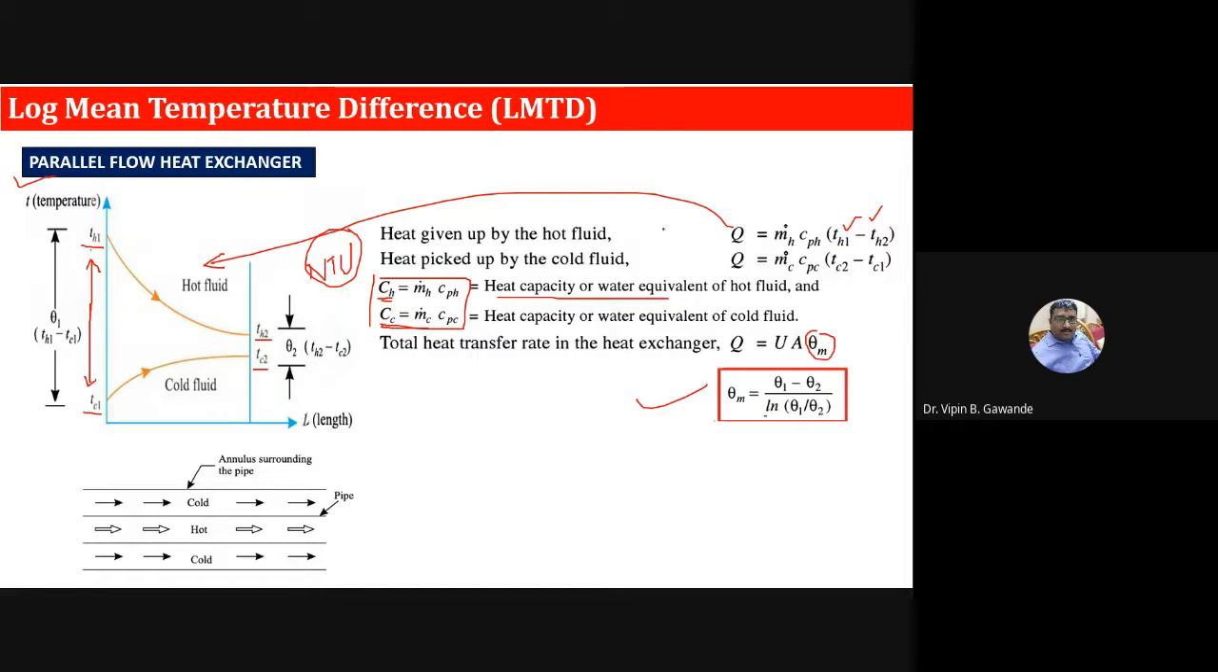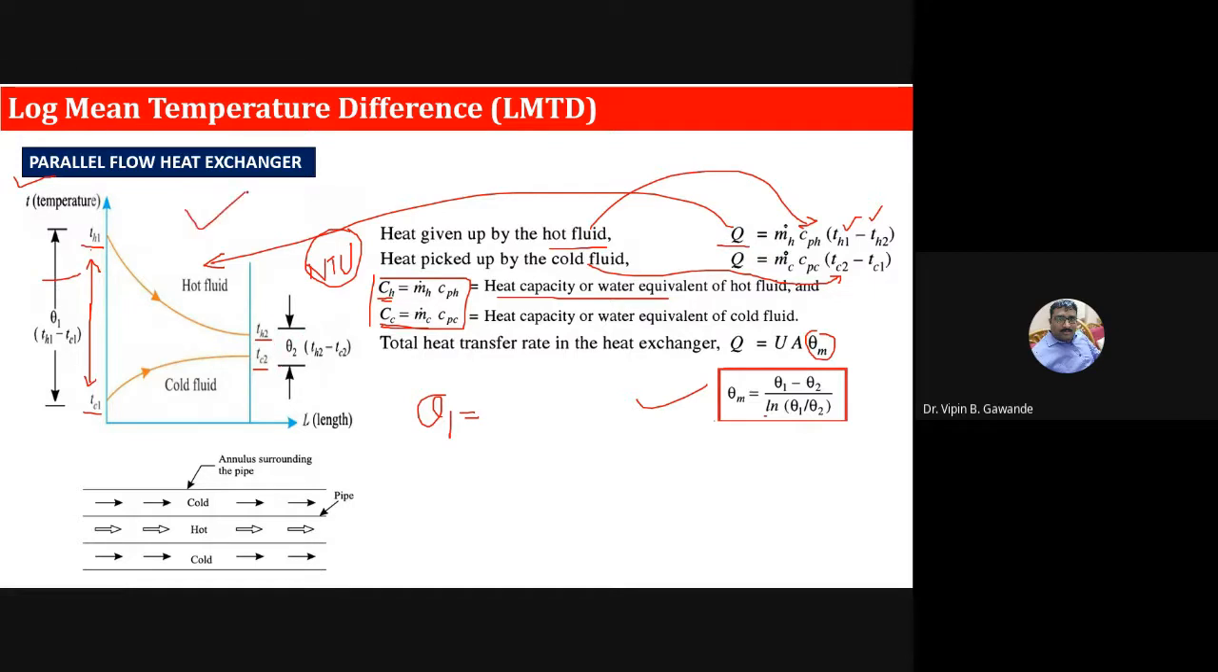What I have told you is that while calculating the individual heat transfer, take the temperature difference for the particular fluid. Whenever it is the hot fluid, take TH1 minus TH2. When it is the cold fluid, it is 2 minus 1, that is TC2 minus TC1. While calculating the LMTD, theta m, theta 1 is calculated from TH1 minus TC1, and theta 2 is calculated from TH2 minus TC2. So this temperature difference you have to consider. These are very important. Theta 1 is the temperature difference from the left hand side, and theta 2 is the temperature difference from the right hand side.